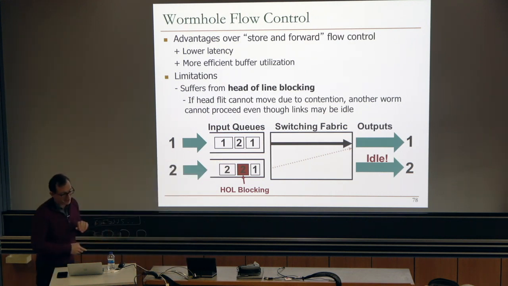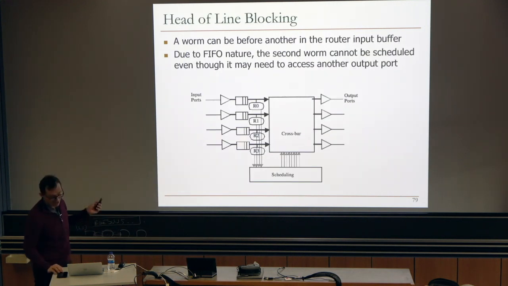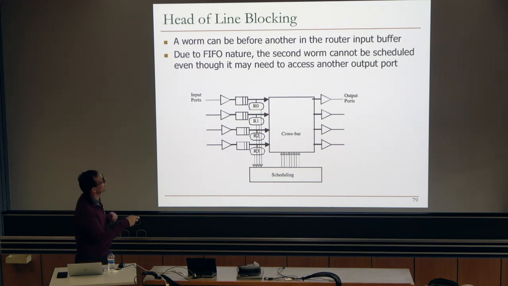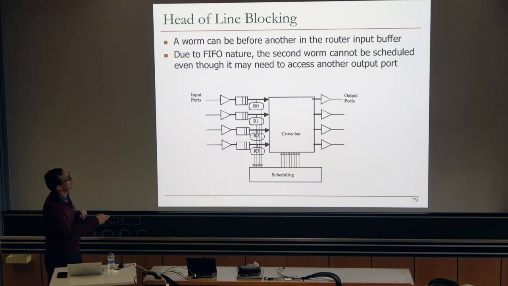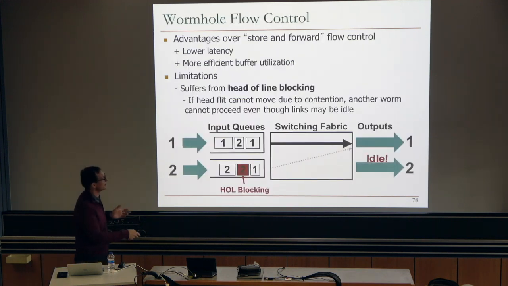So I think this is a place where I will stop, maybe the last line I will stop at. Basically, head of line blocking happens because a worm can be before another in the router input buffer, and due to the FIFO nature, not out of order nature, the second worm cannot be scheduled, even though it may need to access another output port. As a result, you have underutilization, longer latency, and congestion.